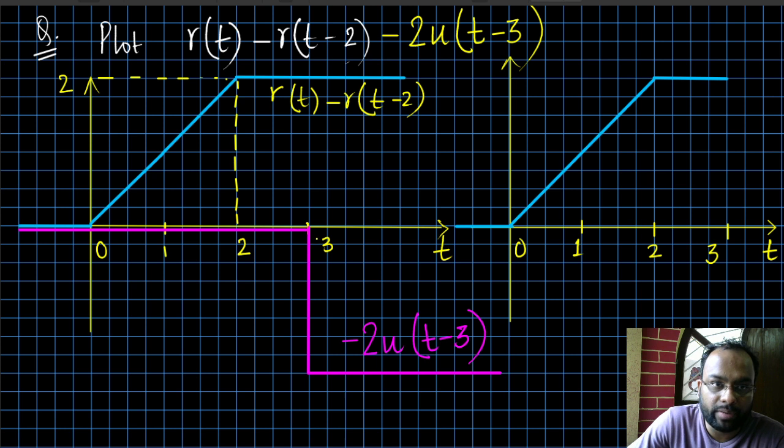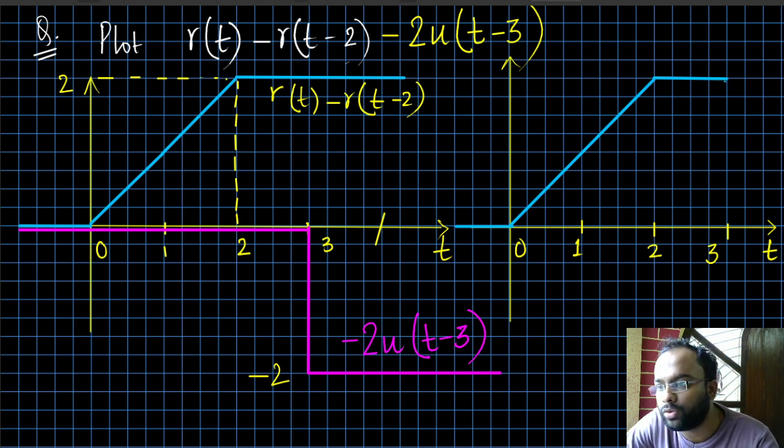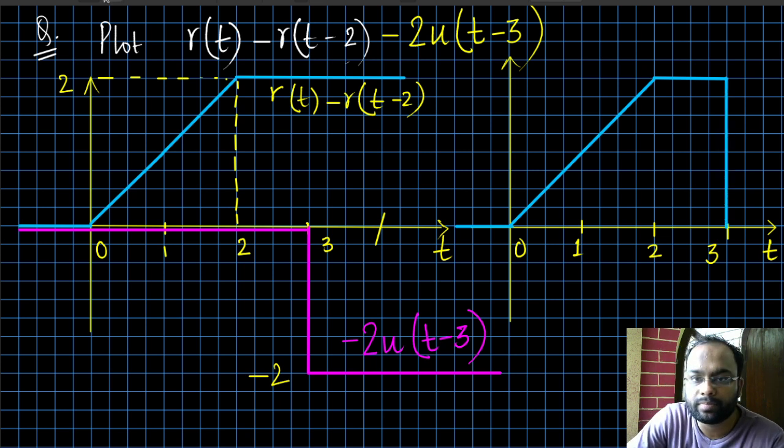And at t equal to 3, we have minus 2 u(t minus 3). That takes this r(t minus 2) and brings it back to 0, because this signal has an amplitude of minus 2. So if you sum these two up, these are the value of plus 2 here and the value of minus 2 here. So the signal will go down to a value of 0 at t equal to 3, and it will remain at 0 afterwards, right?